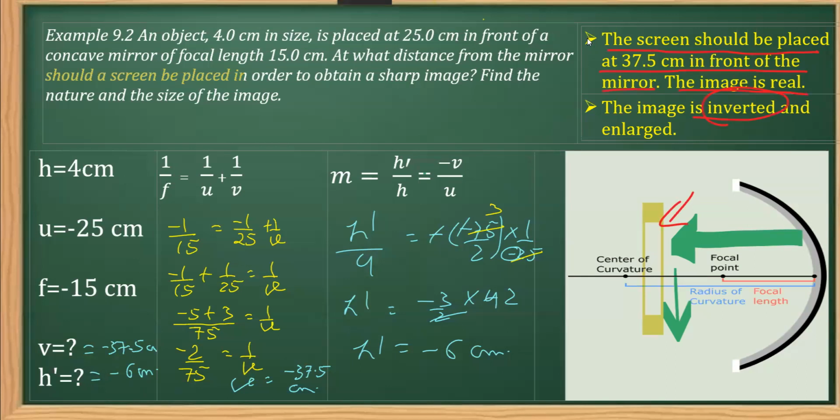And why am I writing the image as inverted? As you can see, the h we have obtained is negative, and the negative sign indicates that the image formed is real and inverted. Further, we have written that the image is enlarged. Why? Because the size of the object was 4 centimeter, and the size of the image so obtained is minus 6 centimeter. Ignoring the sign here, because the sign implies the nature, that is whether it's real inverted or virtual erect, but taking the absolute values 4 and 6, 6 is bigger, and therefore we conclude that the size of the image is bigger than the size of the object.